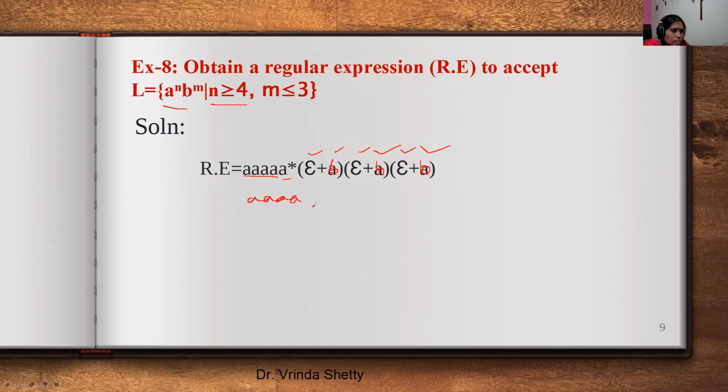a, 3 a's, a star. Right, students? 4 a's, a star, because n is greater than or equal to 4. When it comes to b's, it is less than or equal to 3. It is epsilon plus b. Next, epsilon plus b. Then comes epsilon plus b.